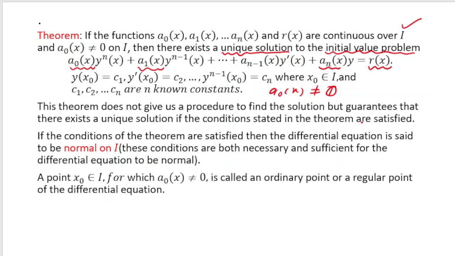And what are the conditions stated? That all the coefficients a0(x), a1(x) up to an(x) should be continuous on the interval I, and in that interval a0(x) should not be equal to 0. If the conditions of the theorem are satisfied, then the differential equation is said to be normal on I, and a point x0 in I is called an ordinary point or regular point of the differential equation.